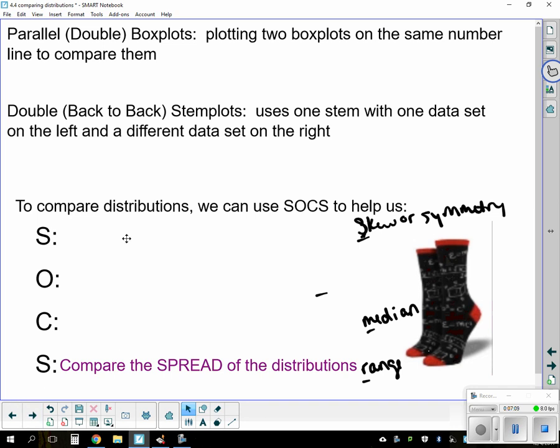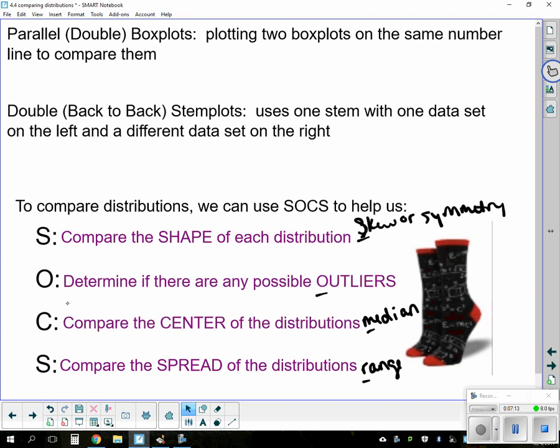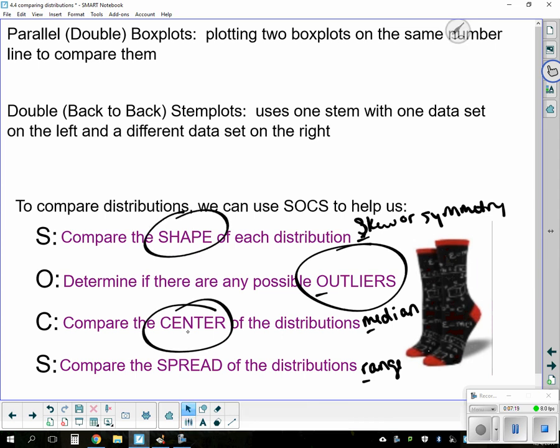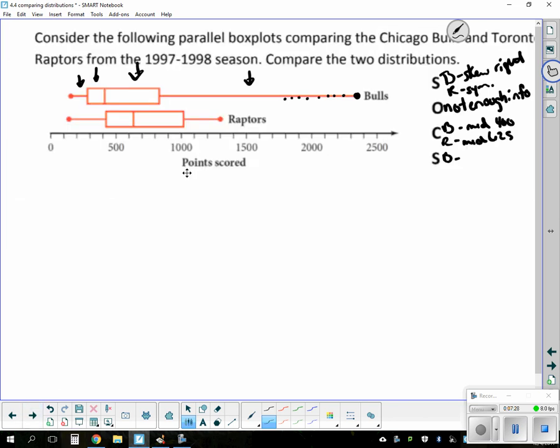I didn't start with my shape when I started writing. It doesn't matter. You can do these in any order. It does not have to be in the SOCS order. You just have to make sure you hit them all. So if you want to start by talking about outliers, or start by talking about center, you can start with any one of these four. You can do them in any order. You just have to make sure at some point you get all of them.